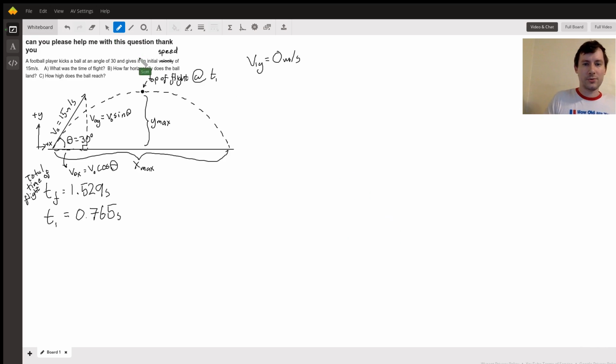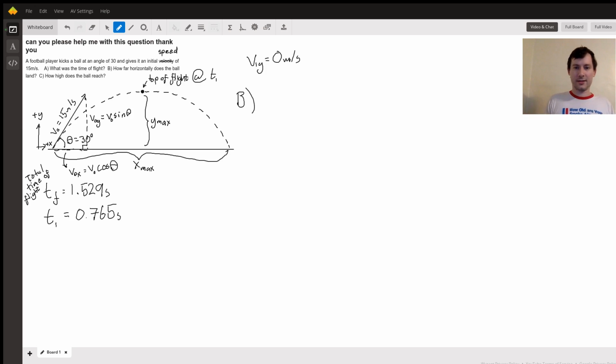Okay, now we'll do part B. How far horizontally does the ball land? Well, that's easy enough. In projectile motion without air resistance, there is no gravity force that acts in the horizontal direction. The gravitational acceleration doesn't affect the horizontal velocity of the ball, the horizontal component of the velocity of the ball.